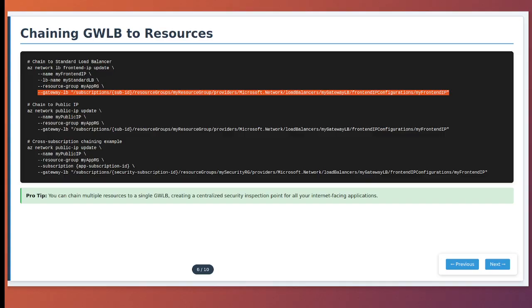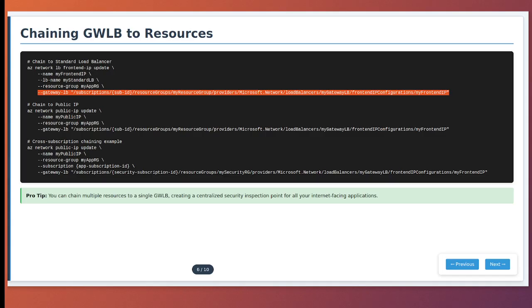Chaining to a standalone public IP follows a similar pattern. The az network public-ip update command with the gateway-lb parameter creates the chain. This is perfect for scenarios where you have virtual machines with public IPs that need security inspection. Maybe it's a jump box, a web server, or any other resource with direct internet exposure.